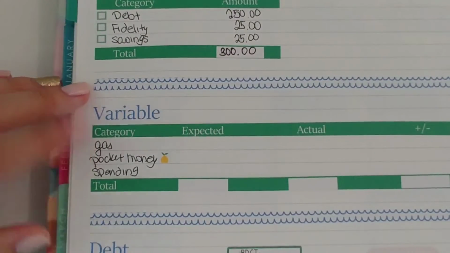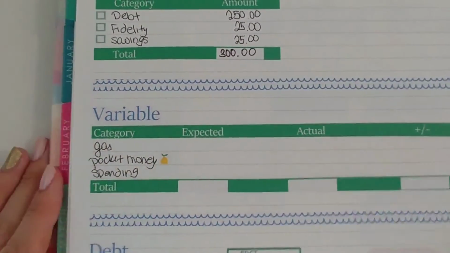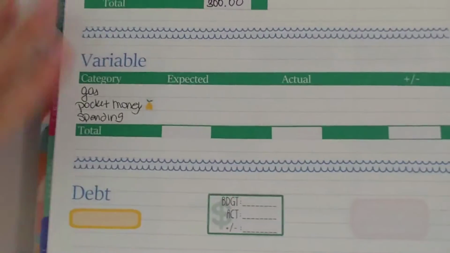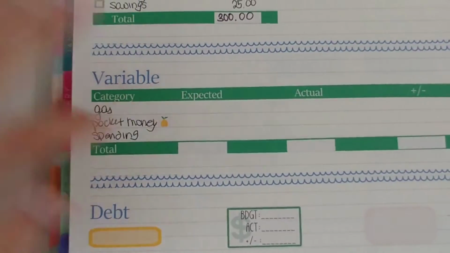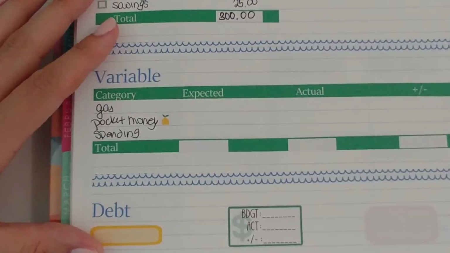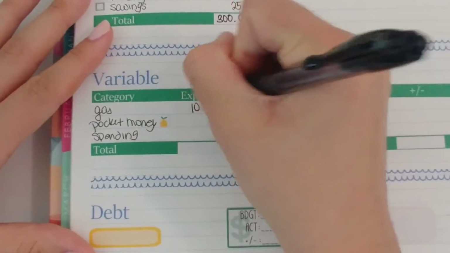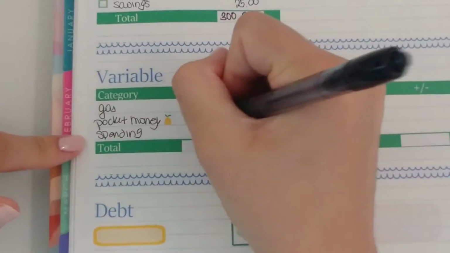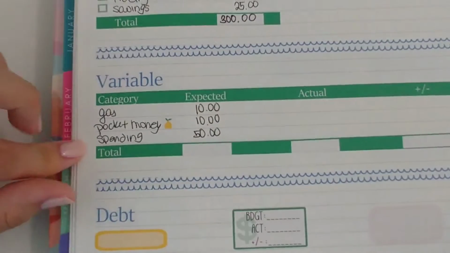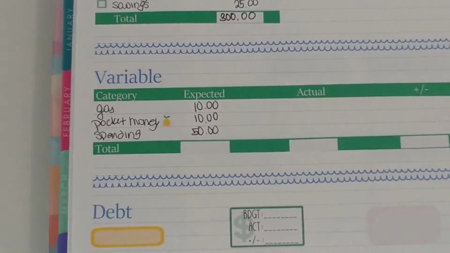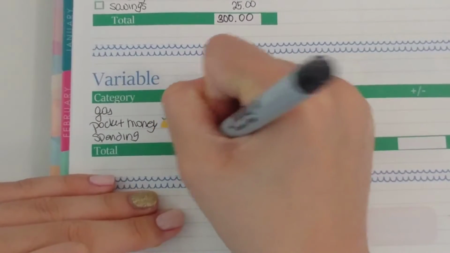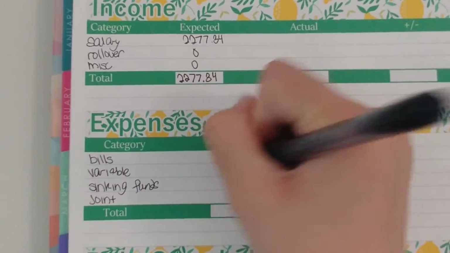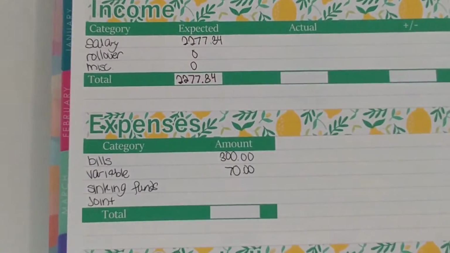Up next is variable, and as always, I have a symbol that means it's a cash envelope. This month it is a lemon, and it did get cut off a little wonky in my silhouette, but that's okay. I still use it. I don't want it to go to waste. So gas, as always, is $10. Pocket money, again, as always, is $10. And then recently I changed my spending category to $50. It used to be $100, but I found that I wasn't spending nearly that much, so I dropped it down to $50. So total for variable expenses comes to $70 for this month. And again, I'm going to fill in the variable section with $70.